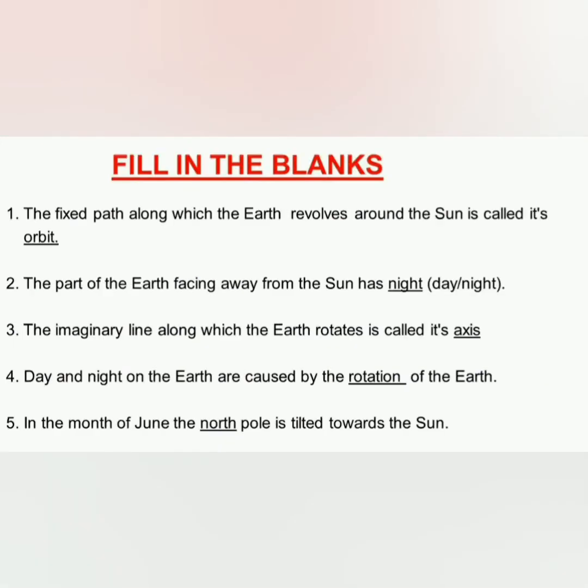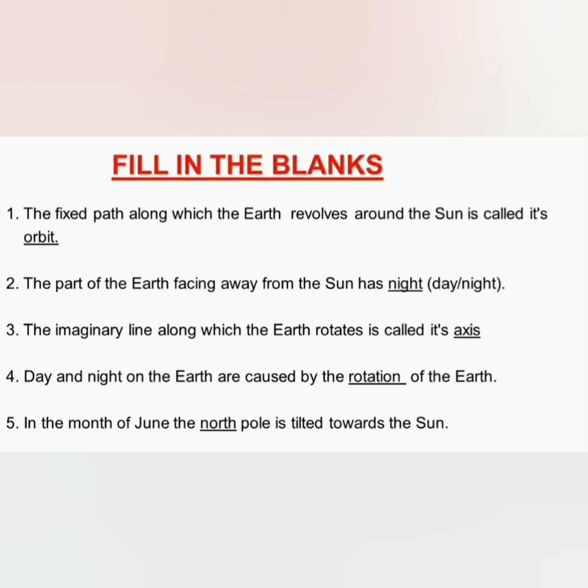Next, fill in the blanks. Number 1. The fixed path along which the earth revolves around the sun is called its orbit. Number 2. The part of the earth facing away from the sun has day or night? Yes, the answer is night. Number 3. The imaginary line along which the earth rotates is called its axis.